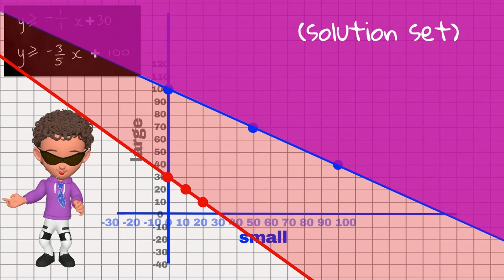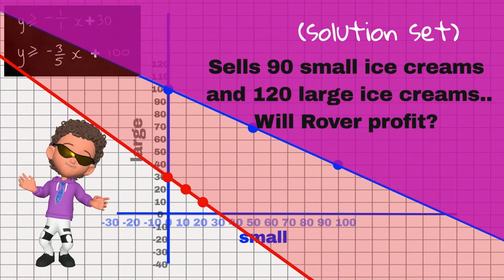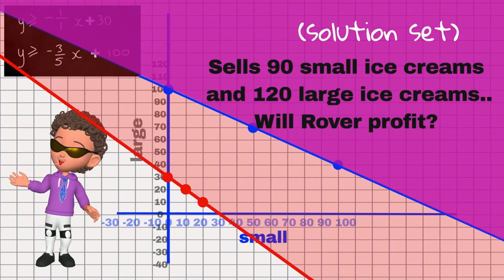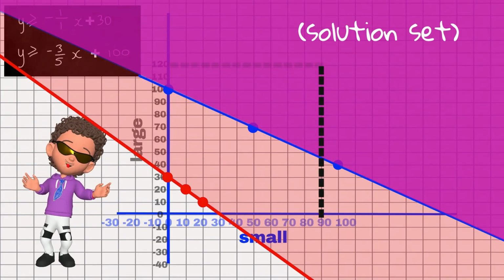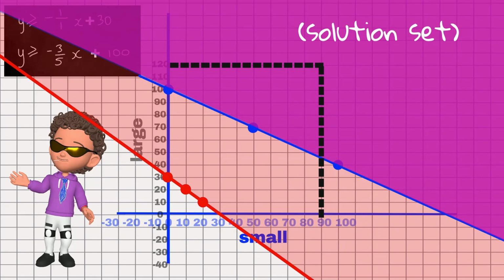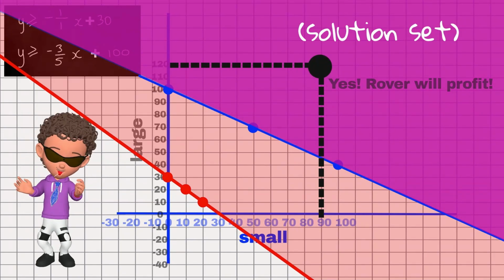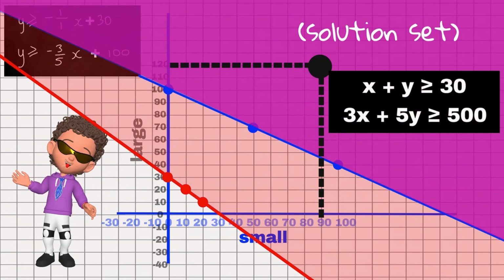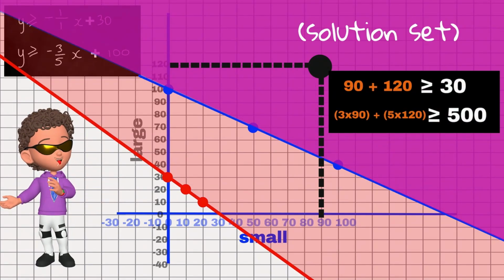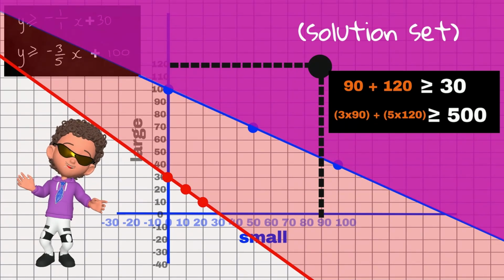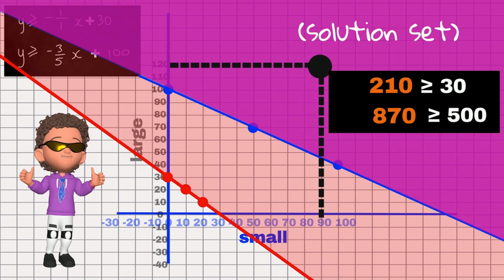If Rover sells 90 small ice creams and 120 large ice creams, will he make a profit? Let's check if these values fall in the solution set. So x is 90 and y is 120. So yes, he will profit. We can also put these values in the original inequalities Rex gave us. Both values are also true to these inequalities, so yes, Rover will profit. That is another way we can check for the answer.